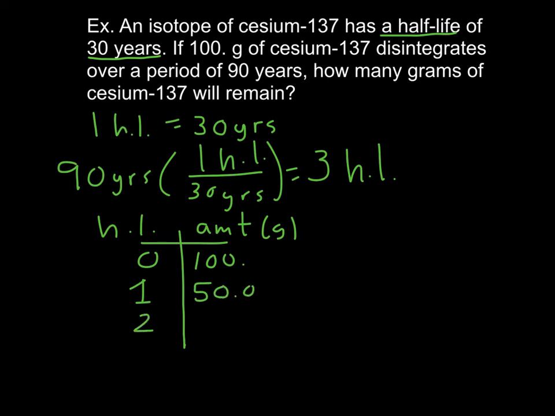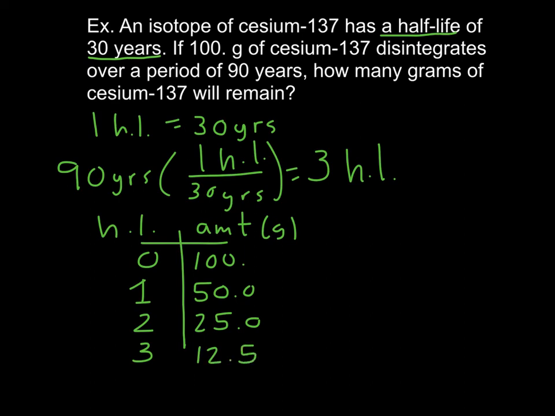After the second half-life, half of 50 is left, or 25 grams. That's 1/4 of the original sample. After 3 half-lives, we need to see that we have half of 25. Half of 25 is 12.5 grams.